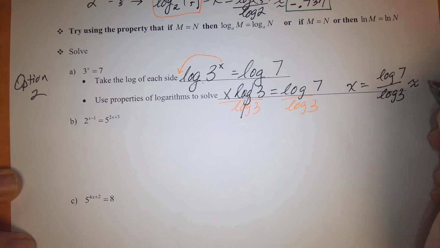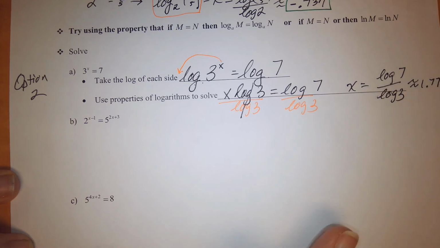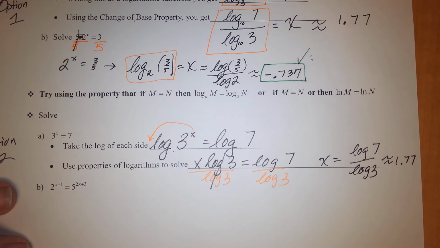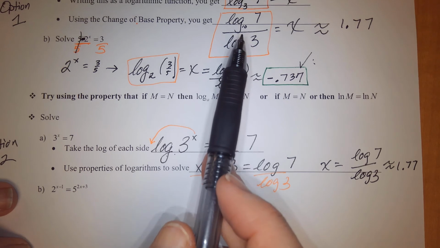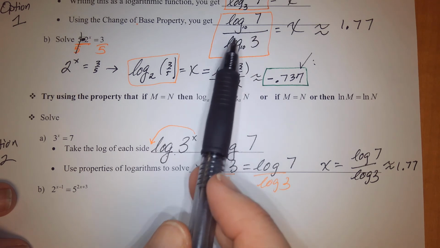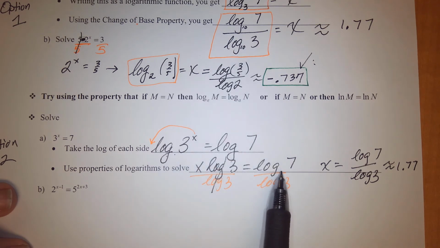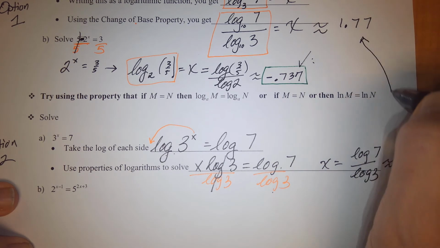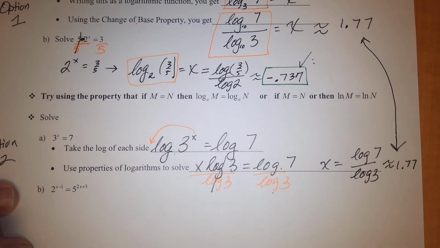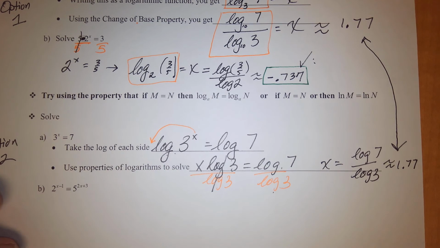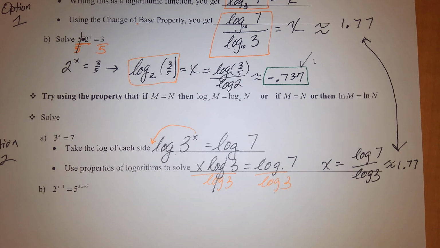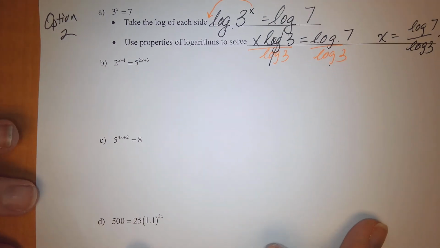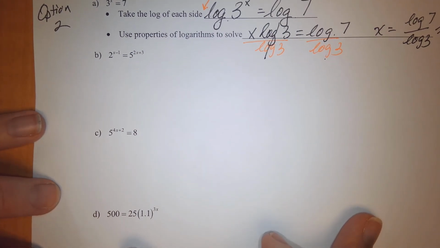And when you put that in your calculator, you get 1.77, which is the exact same answer that we had up here. But after we changed the base, we had log 7 divided by log 3, which is exactly what we have here, and we get the same answer. So you can see that option 1 and option 2 will result in the same answer. So let's try option 2 and do this a couple more times.